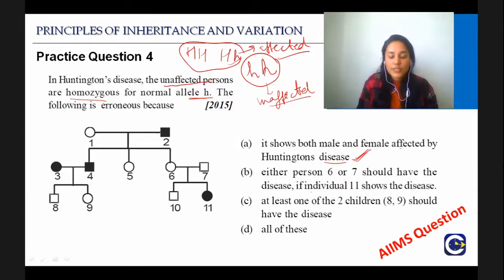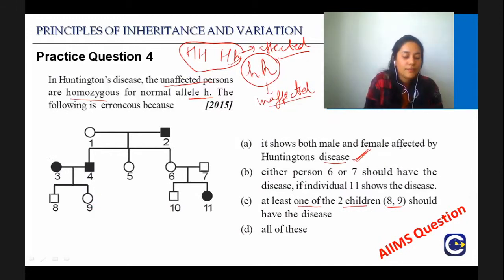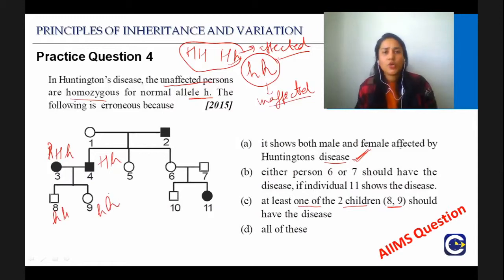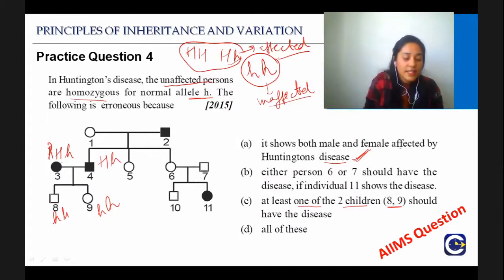Then let's go to C option first. At least one of the two children, 8 and 9, should have the disease. Why? If both of these are heterozygous, capital H, small h, capital H, small h, both of them can be small h, small h. They don't need to have the disease. They don't need to have the disease because these are both heterozygous.